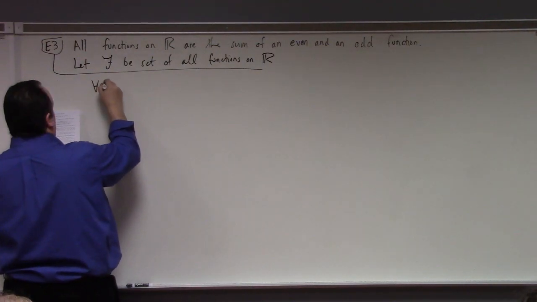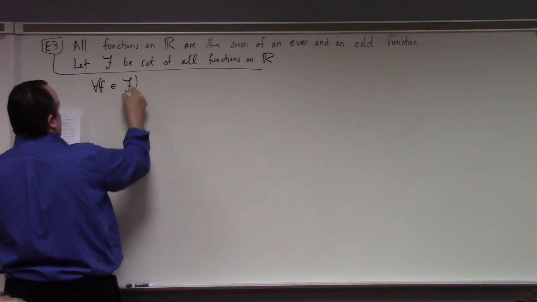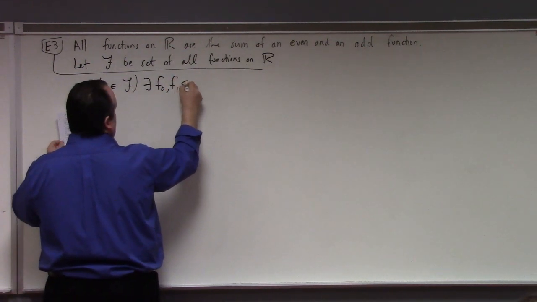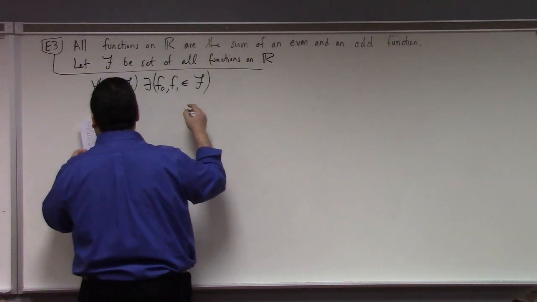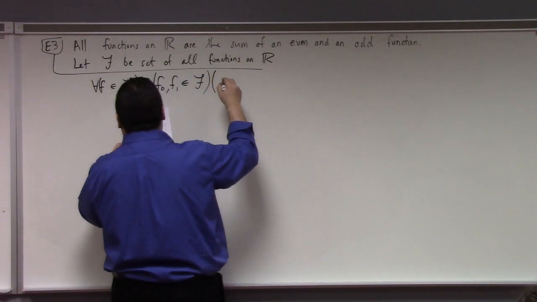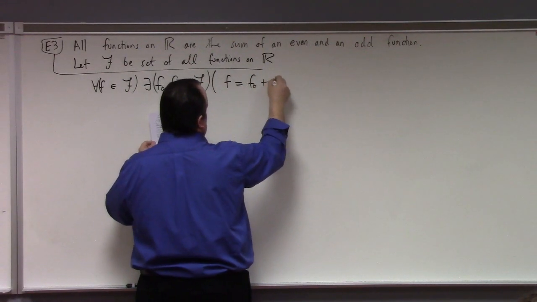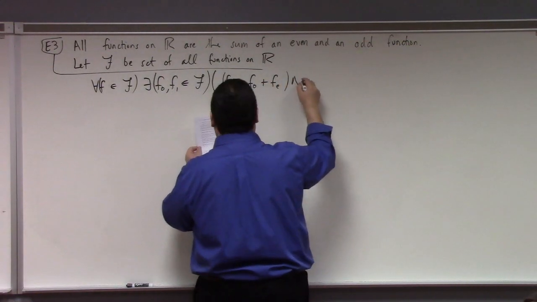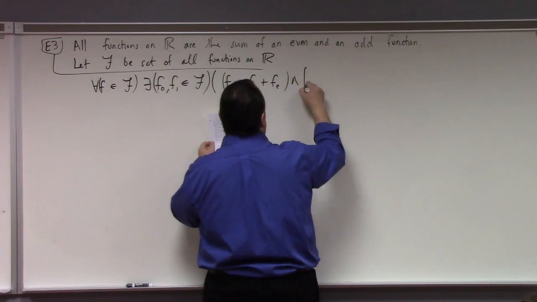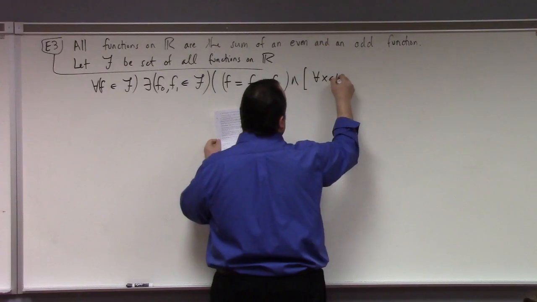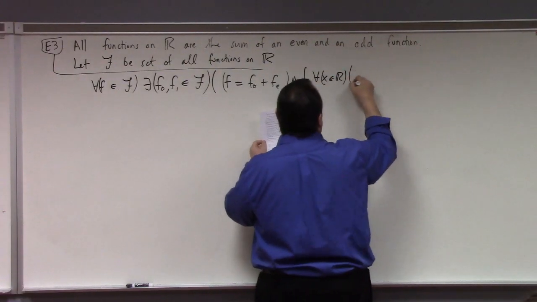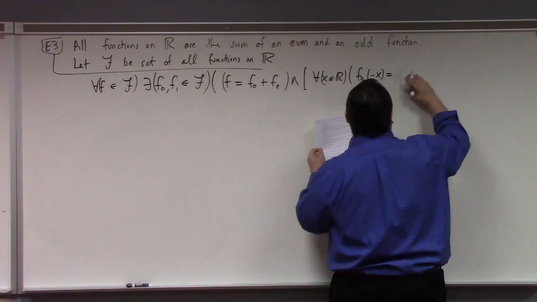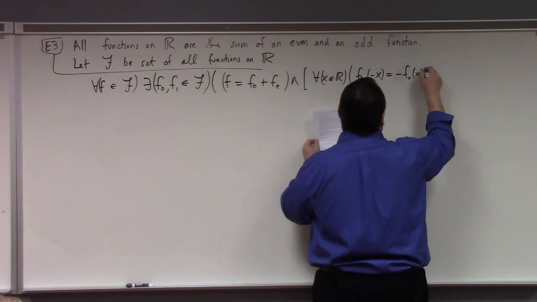All right. So here's another way to look at the claim that I just wrote symbolically, which I think is helpful for us. For all f in script F, so that's for all functions, there exist f sub 0 and f sub e in script F, such that f is equal to f sub 0 plus f sub e, and, in brackets here, for all x in R, f sub 0 of minus x is equal to minus f sub 0 of x. O is for odd.